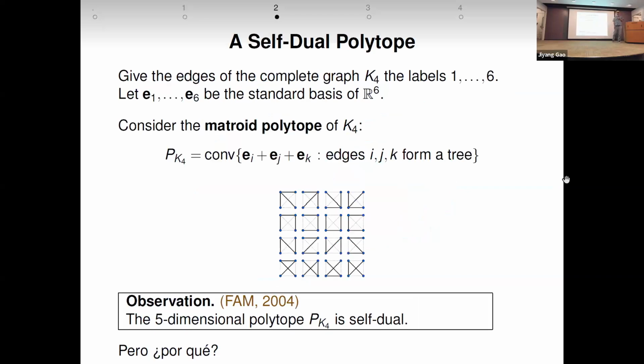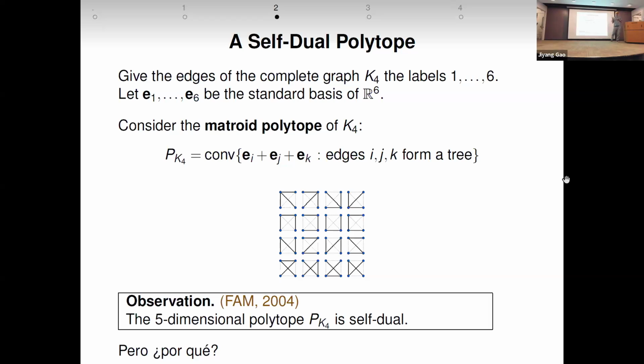The second fact that has intrigued me for many years is that the matroid polytope of the complete graph K4 is self-dual. So what this means is, you take the complete graph on 4 vertices, you take all the spanning trees, okay? And then for each spanning tree, if its edges are 1, 3, and 5, then you put a point e1 plus e3 plus e5. The indicator vectors of the spanning trees make a cloud of points in 6-dimensional space, because there are 6 edges. They lie on a hyperplane of dimension 5.